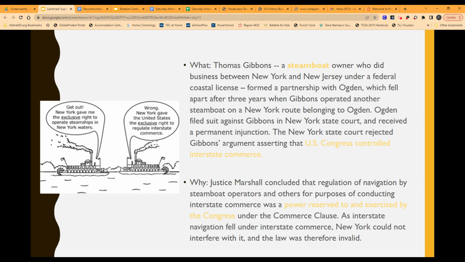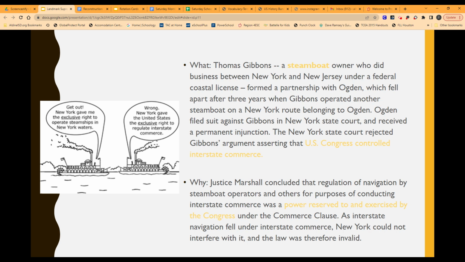He had a former partnership with Ogden, which fell apart after 3 years when Gibbons operated another steamboat on a New York route belonging to Ogden. Ogden filed suit against Gibbons in New York State Court and received a permanent injunction, which means that Gibbons no longer had the right to continue working on the New York waterways.